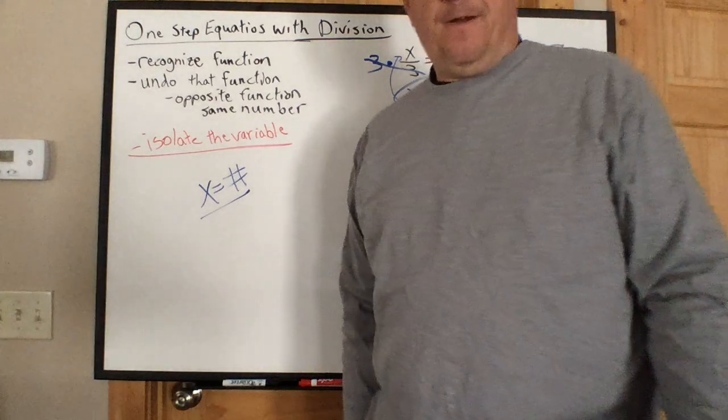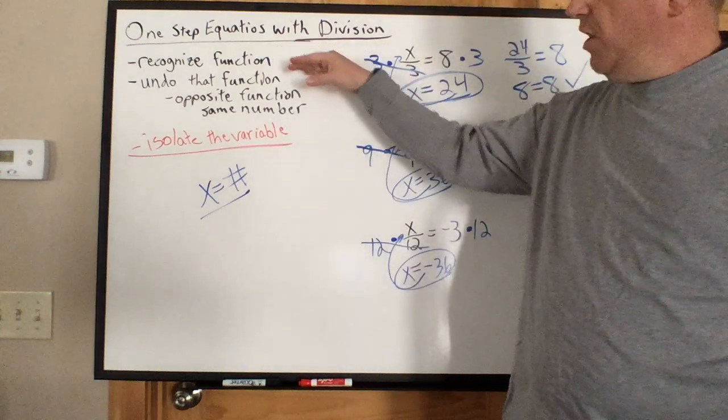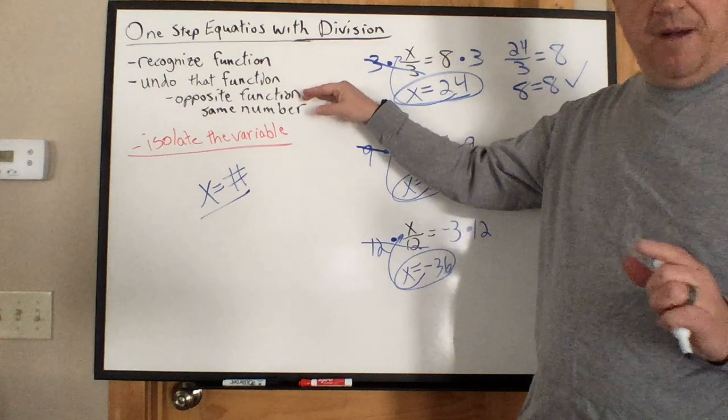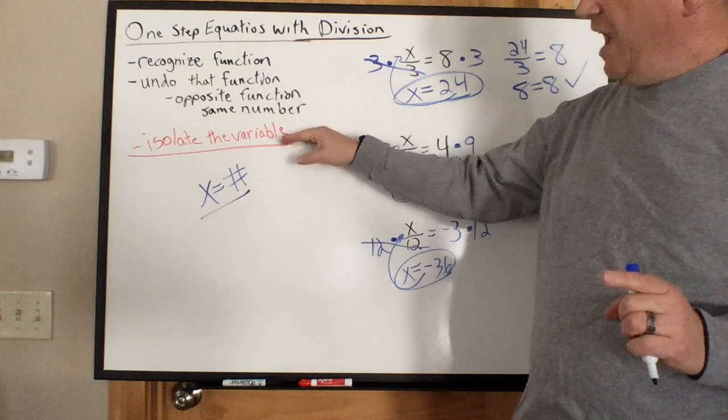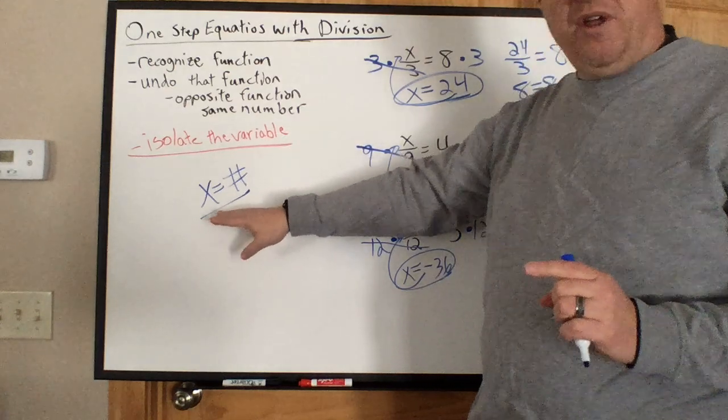All right? So remember, recognize the function you're dealing with. Undo that function by using the opposite function with the same number so that you may isolate the variable and get yourself down to your variable equals just a number.